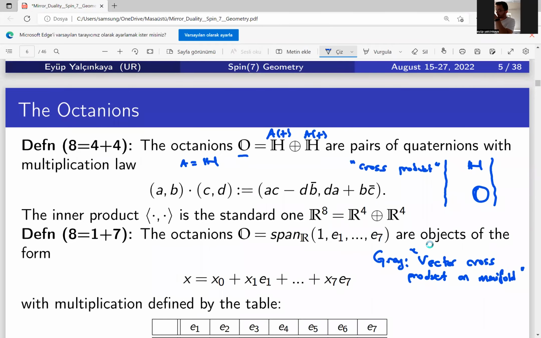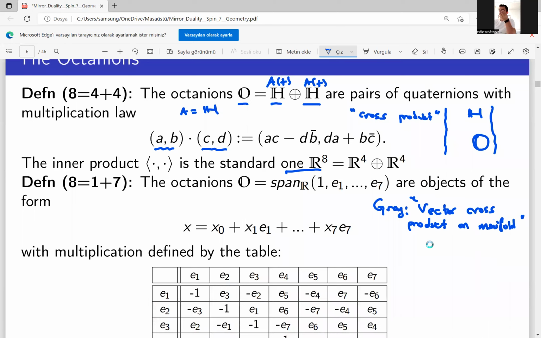So if you remember the octonions, yesterday we constructed the octonions as the direct product of the quaternions, and the multiplication here, (A,B) times (C,D), can be written as (AC minus D B bar, DA plus B C bar), and the inner product is like the standard one from here. And from this information, now we can say that the octonion is a non-associative division algebra induced from the quaternion information.